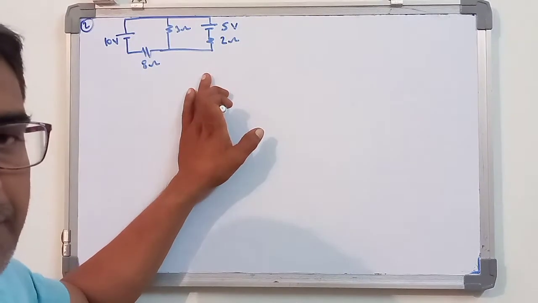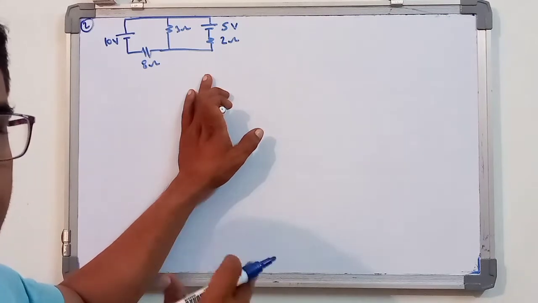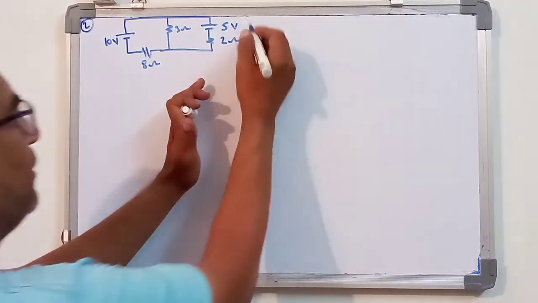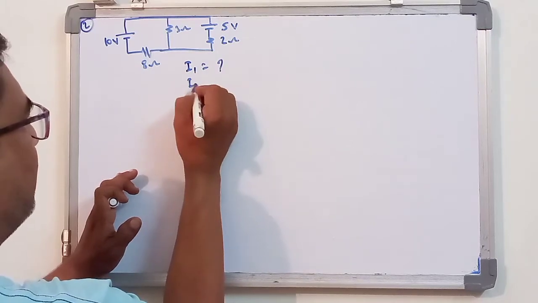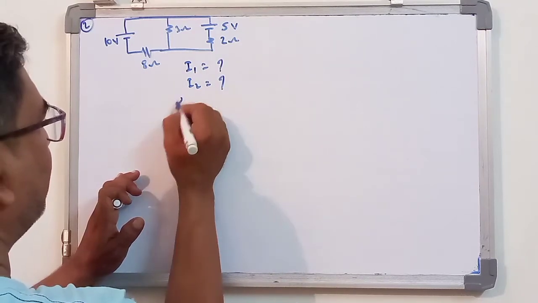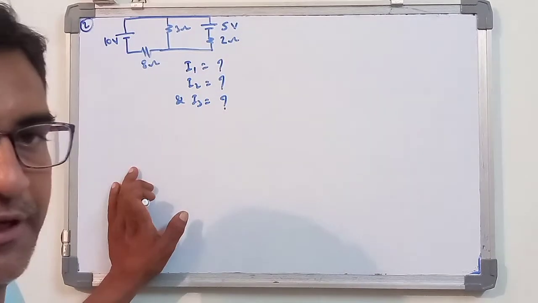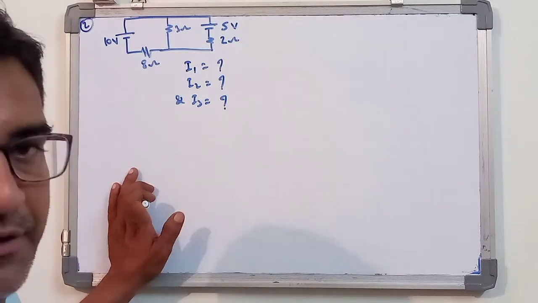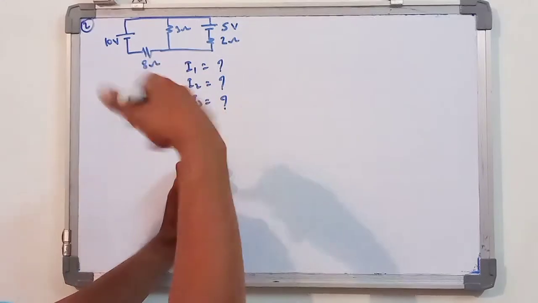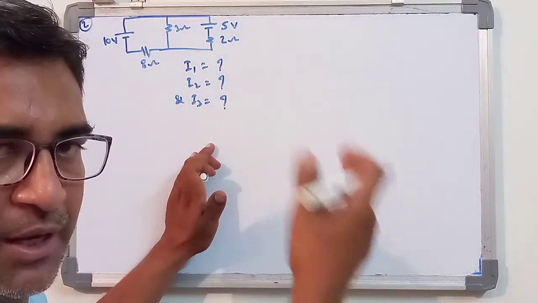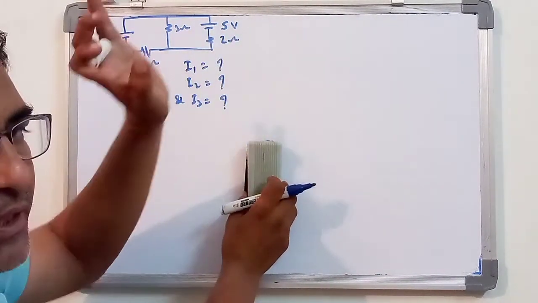What do you have to find out? You have to find out the currents. In this example you have to find out I1 is equal to what, I2 is equal to what, and I3 is equal to what. These are the three currents which you have to find out from the circuit. Okay students, this is the problem given to you, and in your text you again have to redraw the circuit.